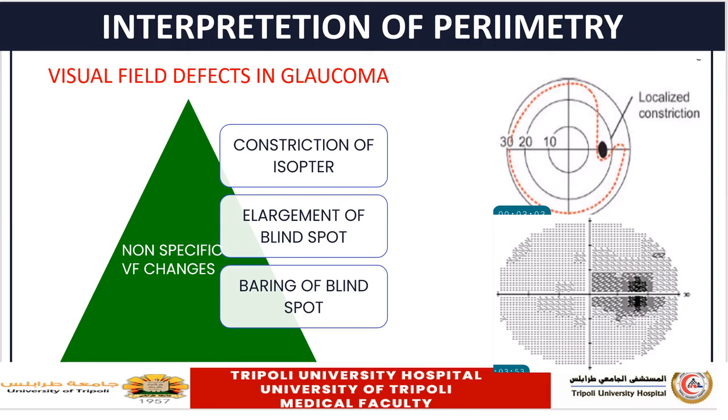The other thing is pairing of the blind spot, which means exclusion of the blind spot from the central vision. This is also usually seen in kinetic perimetry, not in static perimetry. The other change is enlargement of the blind spot, maybe due to peripapillary atrophy associated with glaucoma. However, all these changes are not specific for glaucoma, but they are also seen in glaucoma.